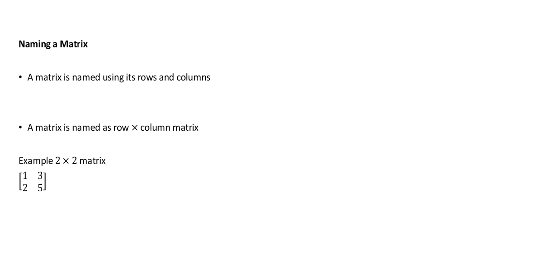So here we have row 1, row 2. We have column 1, column 2. So we have 2 rows and 2 columns.